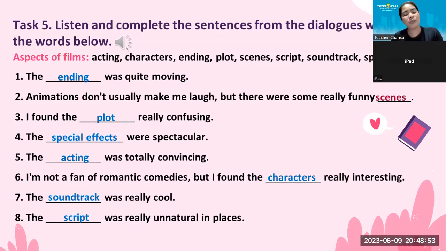Okay, here, I'm not a fan of romantic comedies, but I found the characters really interesting. So what do you mean by that? So there is no romantic comedies. So he is not a fan of romantic comedies, but when he sees the characters, they are really interesting for him. Okay, so the soundtrack was really cool. In every film, there is a soundtrack which belongs to that film. Okay, so the script was really unnatural in places. What do you mean by unnatural? That is more on animation, more an effect, so that the people will be convinced to watch that.